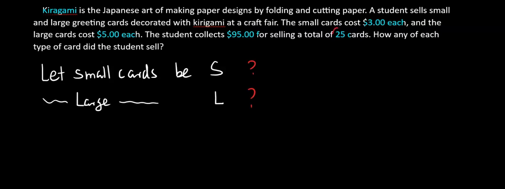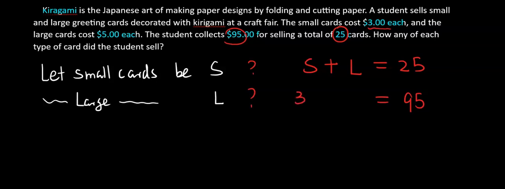Alright, we do know when we put these two kinds of cards together, we have 25. Therefore, we say small plus large is 25. Okay? And we also know small cards sale and large cards sale, we got $95. We go back to here, small cards is $3 each. Therefore, we say 3 times S. Large cards is $5 each. Therefore, we have 5L. Now, we got a system of linear equations.